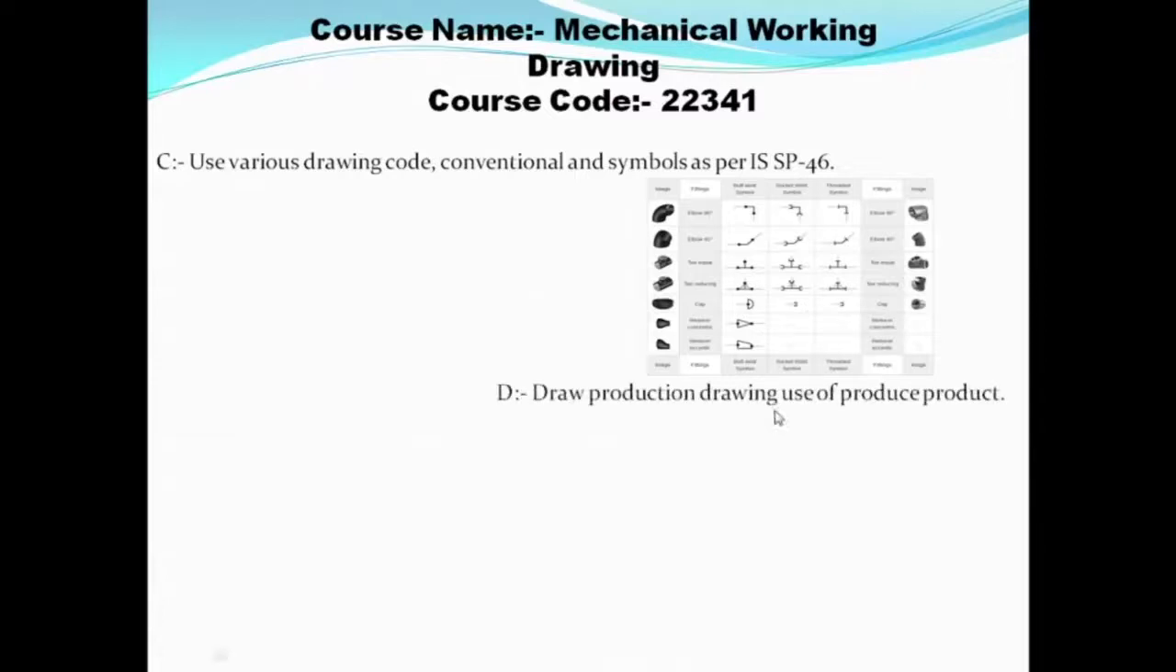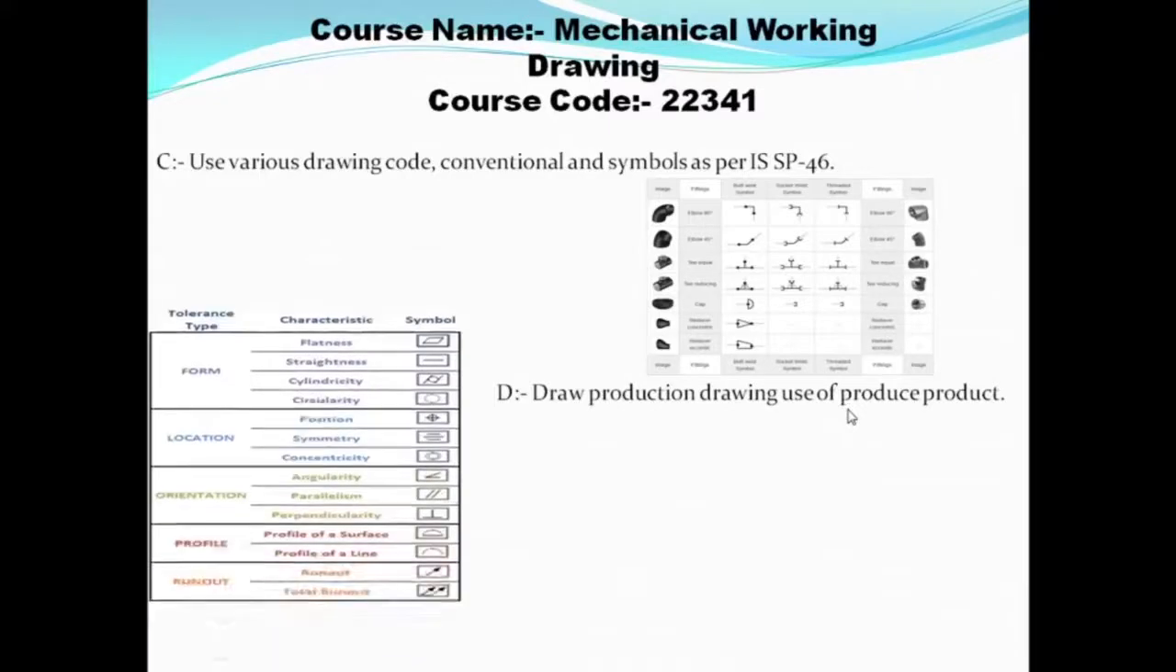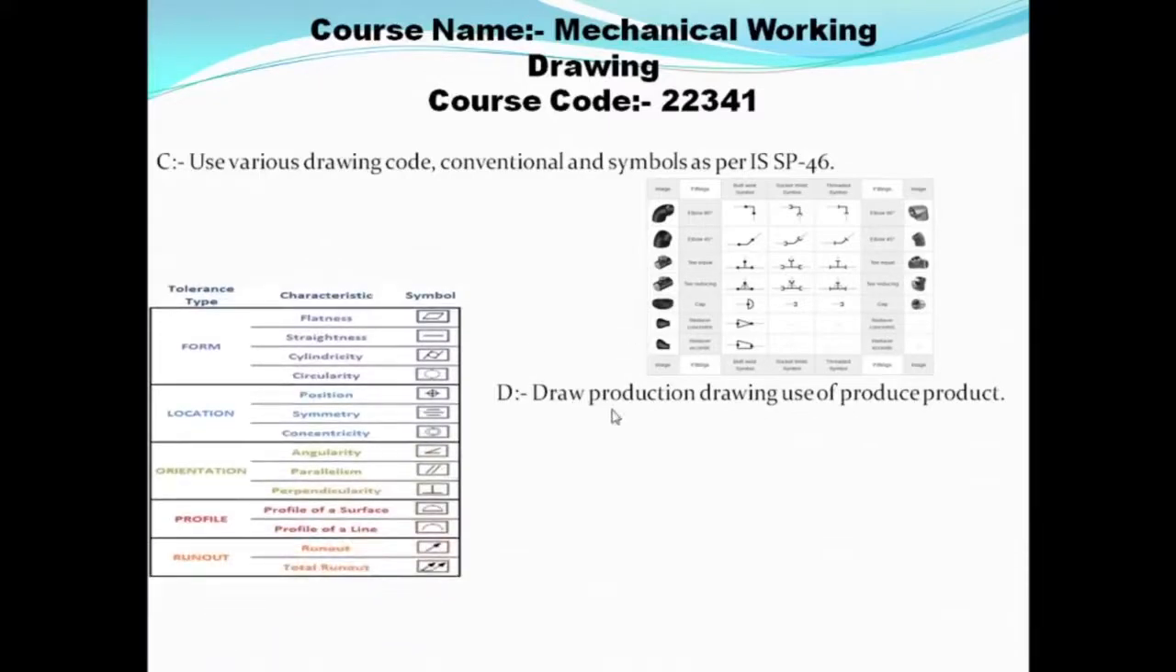Next is to draw the production drawing used for the production process. In the production drawing, we can get knowledge of limits, fits, tolerances, geometrical tolerances, different welding symbols, and surface finish and surface roughness symbols. These symbols are represented on your drawing for easy understanding of production.